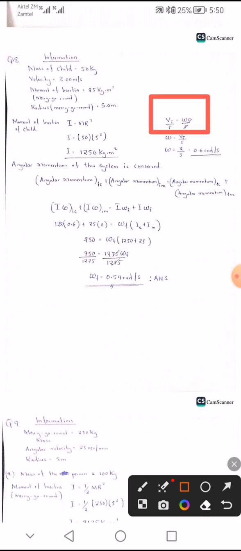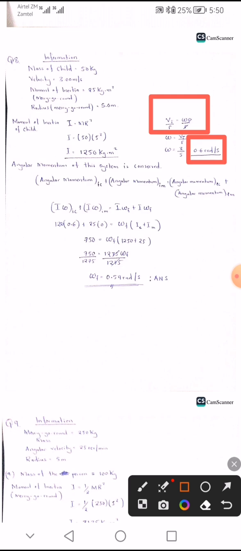We know the tangential velocity, that's 3. We know the radius of the merry-go-round, that's 5. So we divide those two, and that gives us a value of angular velocity, which is this here. So we now have a value for the angular velocity of the child as he or she jumps onto the merry-go-round.